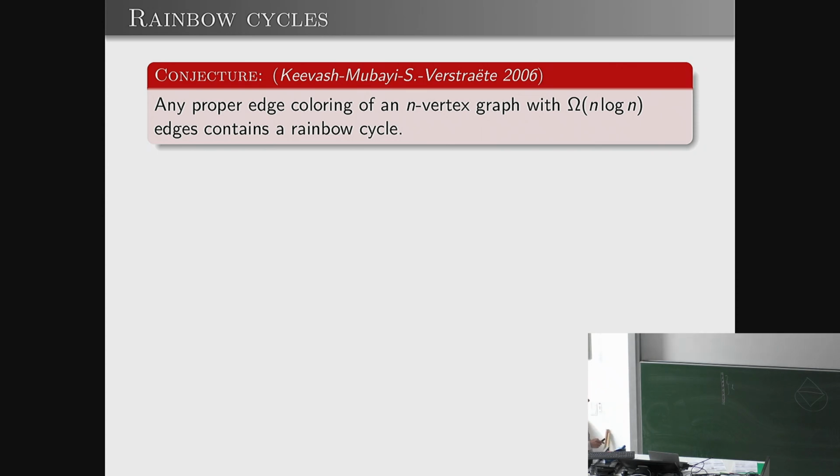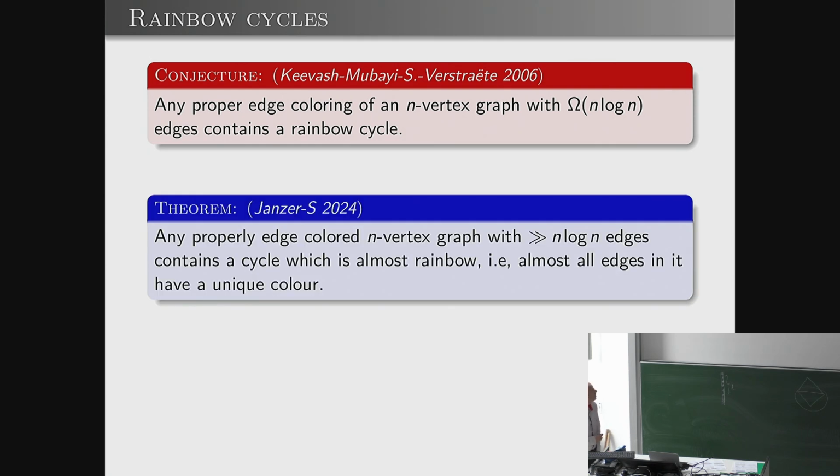We don't know how to solve it, but we know some results which suggest that the conjecture is probably true. The first result which I want to mention is a result which I proved with Oliver Janzer, which says that if you have n log n edges, then you can get an almost rainbow cycle, right? Before I showed you that you can get a cycle where one color is unique. Now this theorem says you can get a cycle where almost all edges are unique. Only an epsilon fraction of edges repeats the colors. Not quite rainbow, but mostly rainbow. This is the first result.